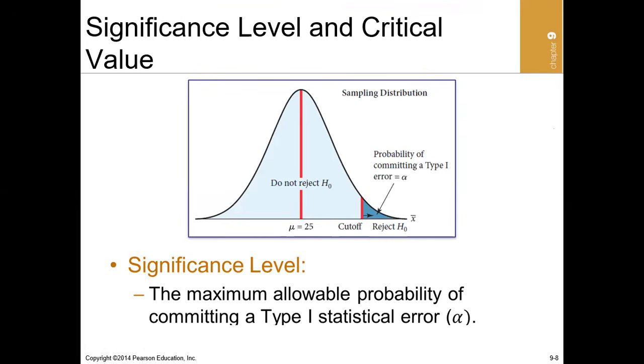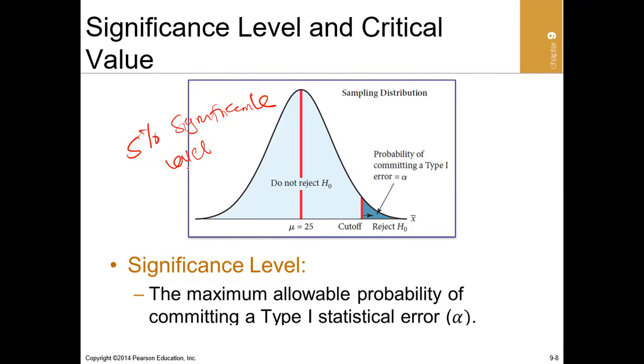Now, significance level is the maximum allowable probability of committing a type 1 statistical error. Okay, that is a significance level. So if I'm testing a hypothesis at 5% significance level, that means that this is the maximum allowable probability that I could commit type 1 error.